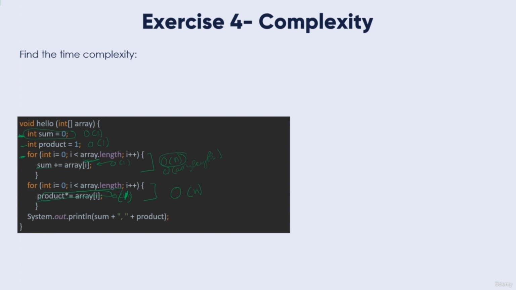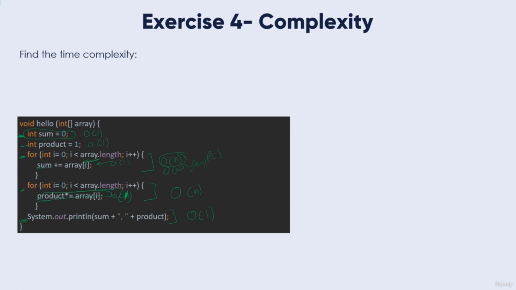Again, if the array length is 1 million, it will do the sum operation 1 million times and the product operation 1 million times. So these two loops, these two operations, depend on the length of the array. So O of n will represent its state. Now, System.out.println: we have seen that printing anything, with constants and some defined variables, is O of 1.